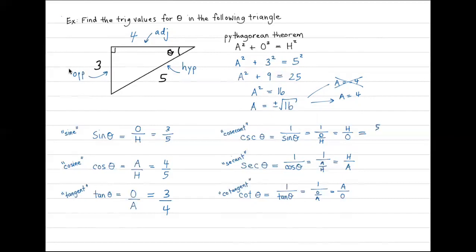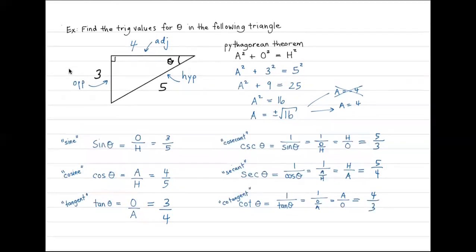The hypotenuse is 5. The opposite is 3. So the cosecant of this angle is 5 over 3. The secant is hypotenuse over adjacent, so that's going to be 5 over 4. And last but not least, adjacent over opposite. So the adjacent is 4, and the opposite was 3. So everything looks good there. Let's just double check everything makes sense. I think so. So we've now found all 6 trig values for this particular triangle.